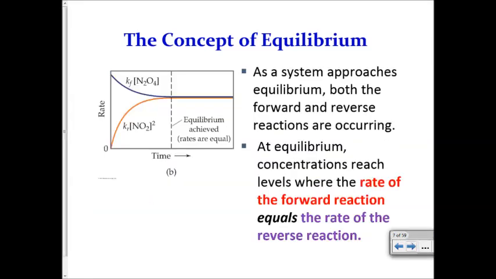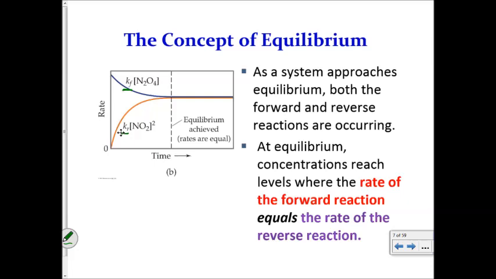So our rate graph looks different than our concentration graph. Now these other little k's we'll talk about later when we get to kinetics. This is kr, the kinetics rate constant for the reverse reaction, and this would be the rate constant for the forward reaction. We say that the forward reaction is reactants to products, the reverse reaction is products to reactants. So at equilibrium, the concentrations reach levels where the rates are equal. Rates of the forward equal the rates of the reverse.